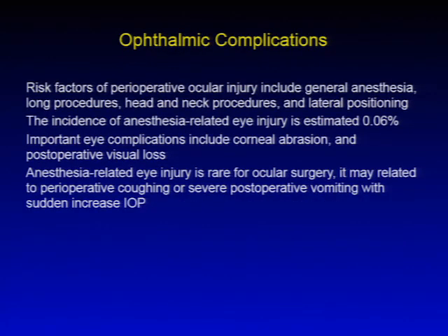Risk factors of perioperative ocular injury include general anesthesia, lung procedures, head and neck procedures, and lateral positioning. The incidence of anesthesia-related eye injury is estimated at 0.06%. Important eye complications include corneal abrasion and postoperative vision loss. Anesthesia-related eye injury is rare for ocular surgery. It may be related to perioperative coughing or severe postoperative vomiting with a sudden increased IOP.